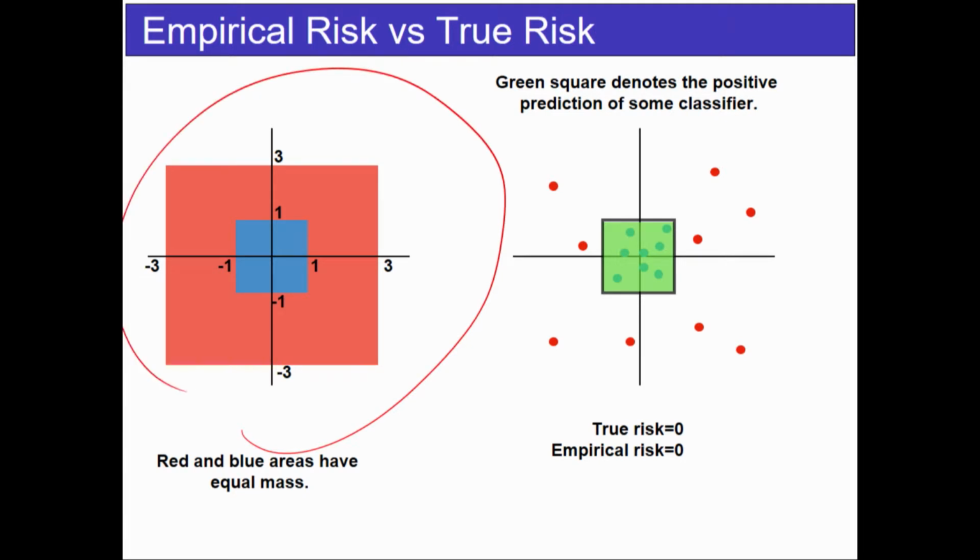But the red and blue areas have equal masses. That means that there are actually 9 squares here, and I'm saying that the blue square has the same mass as the 8 red squares. That means that the blue square is worth 8 times any red square. So that makes life simpler for us. It can be different also, but that's the distribution.